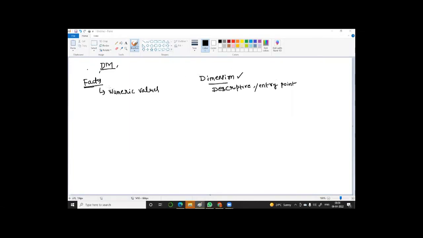Okay, I repeat the last line. In dimensional modeling, facts and dimensions are the fundamental parts. Facts have numeric values. Dimension is the descriptive value, or entry point. You can say a fact is a quantitative parameter. Quantitative means a measurable parameter. Dimension is a qualitative parameter. Hope you understand. Now I will show you one table so that you can easily understand the difference between them.